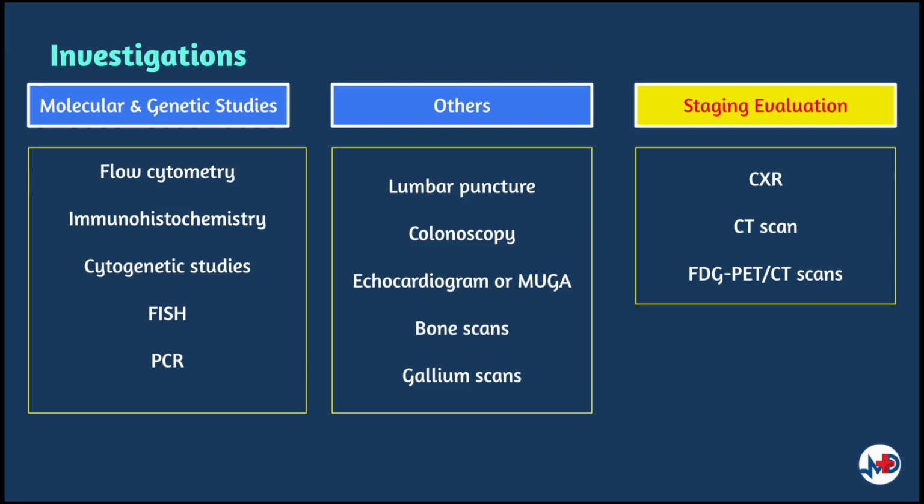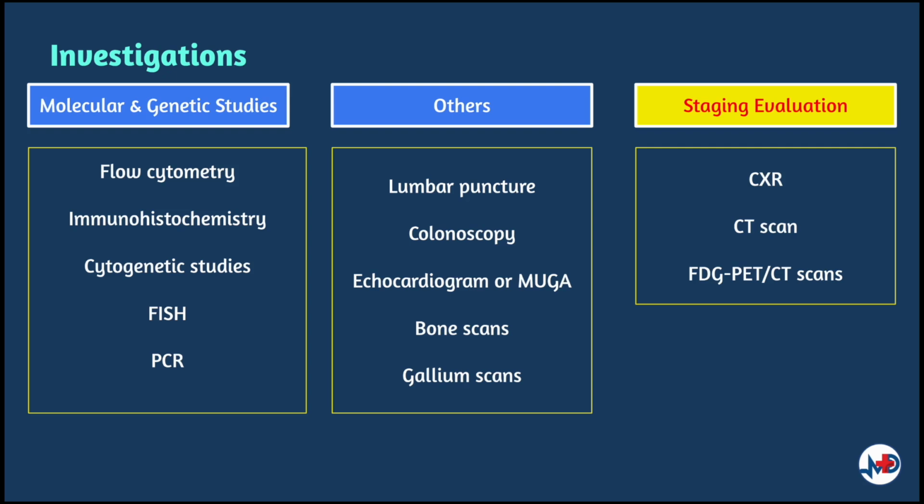Cytogenetic studies with fluorescence in situ hybridization, or FISH, are useful in confirming the diagnosis and prognosis. T14;18 translocation in follicular lymphoma, T11;14 in mantle cell lymphoma, T8;14 in Burkitt lymphoma, and C-MYC translocations predict an aggressive behavior of DLBCL and transformed follicular lymphoma. PCR may be used to detect tumor markers such as BCL1 and BCL2, and is especially useful in cases where very small amounts of samples are available.